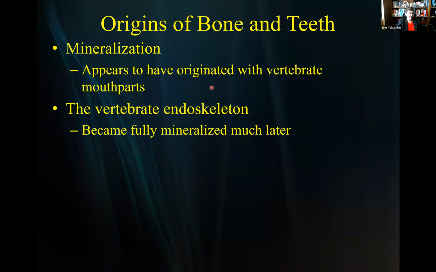So mineralization, a very important part, is where the cartilage will be substituted by the bone, right? And the vertebrate endoskeleton will become fully mineralized. But if you think about it, like human babies, whenever they're born, many of the structures, including like here on top of the head, are made out of cartilage.